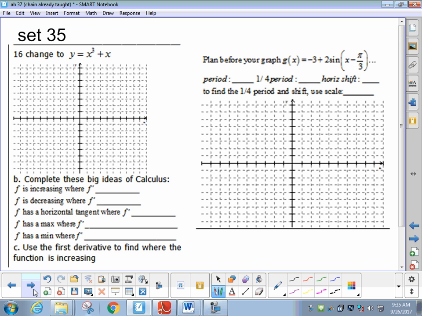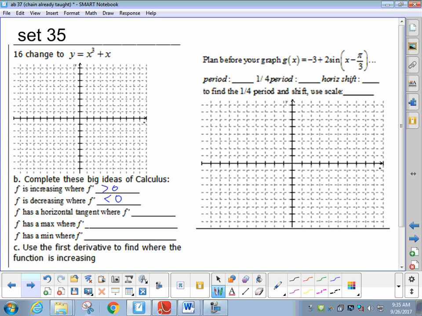So how about x cubed plus x? This is on the back side, I believe. We'll get to the graphing in a minute. Let's first go over these big ideas of calculus. F is increasing where f prime is positive, or greater than 0, however you choose to see it. Decreasing where the f prime is?